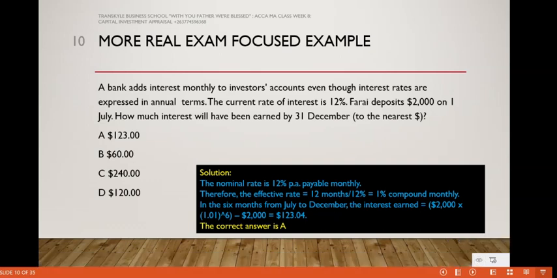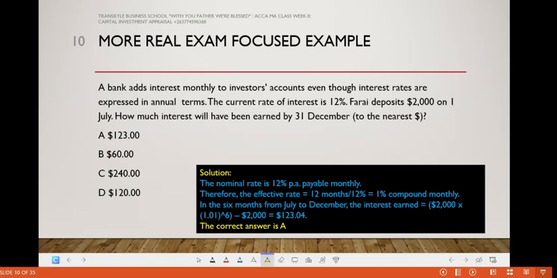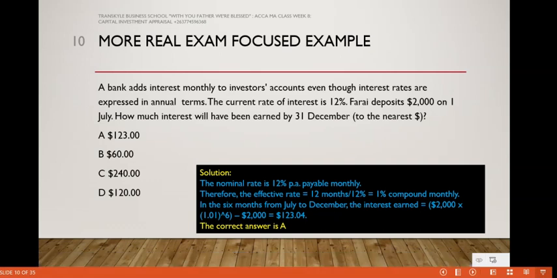Okay, the nominal rate is 12%, as you can see in the question. Therefore the effective rate is equal to 12% over 12 months over 12%. Okay, I think this one is a typo. Let me just try to correct this one.